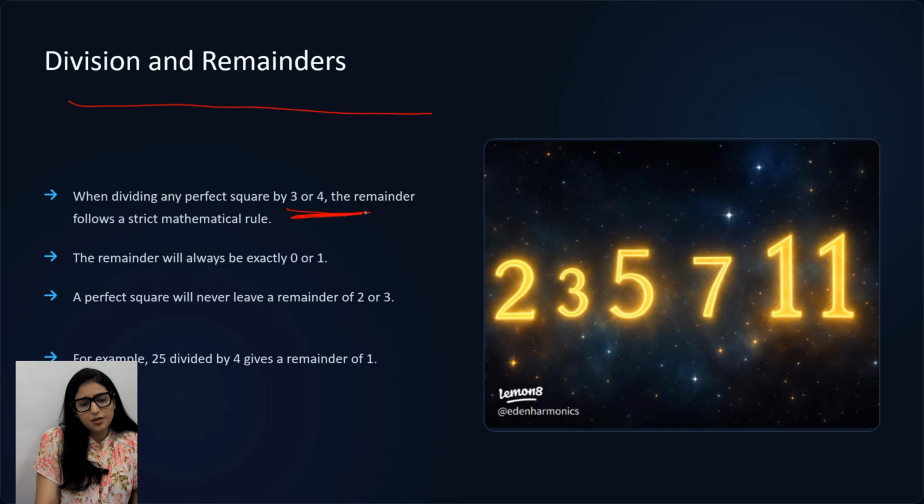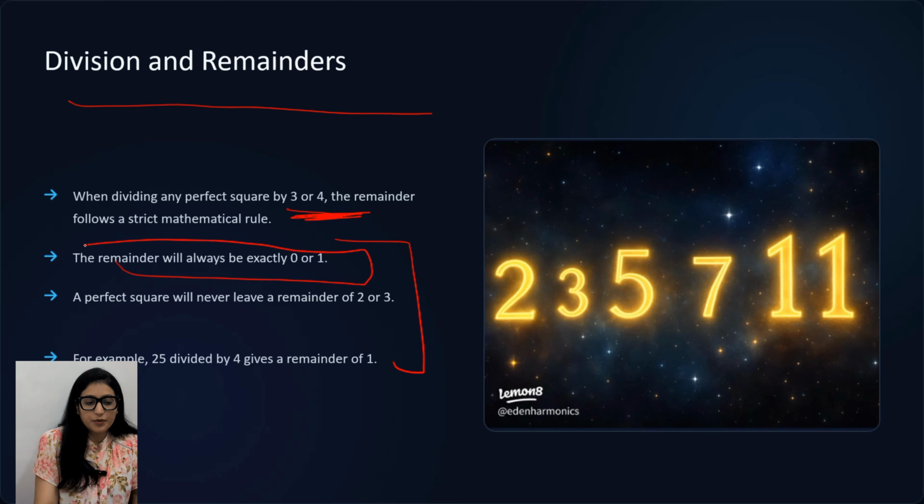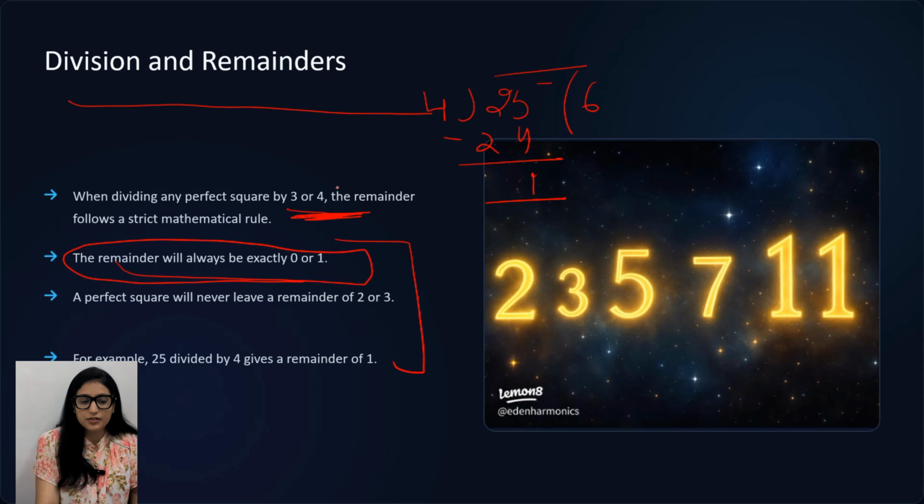Now, if you divide any perfect square by 3 and 4, the remainder will follow strictly these rules. The remainder will always be exactly 0 or 1. So, if you take any perfect square number, say 25, and divide it by 4, what are you getting? 4 sixes are 24, and here the remainder is 1. So, whenever you divide a perfect square by 3 or 4, the remainder will always be either 0 or 1.